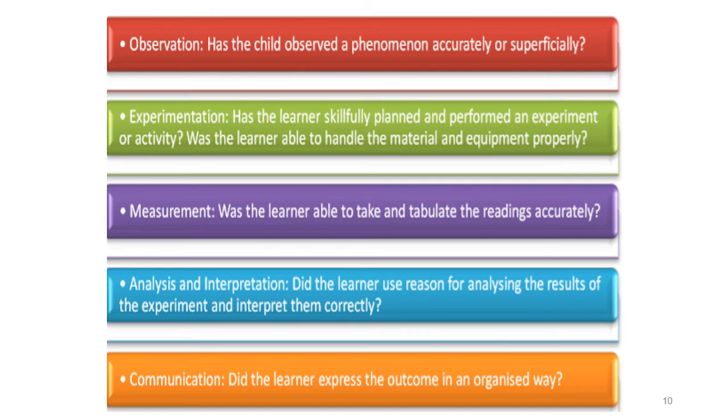Observation: has the child observed a phenomenon accurately or superficially? Experimentation: has the learner skillfully planned and performed an experiment or activity? Was the learner able to handle the material and equipment properly? Measurement: was the learner able to take and tabulate the readings accurately? Analysis and interpretation: did the learner use reason for analyzing the results of the experiment and interpret them correctly? Communication: did the learner express the outcome in an organized way?